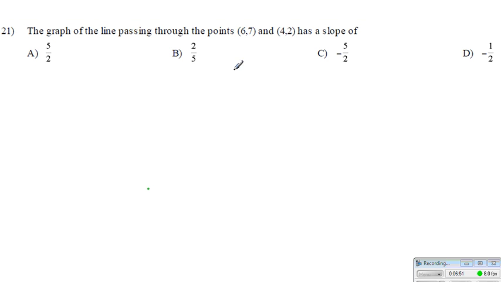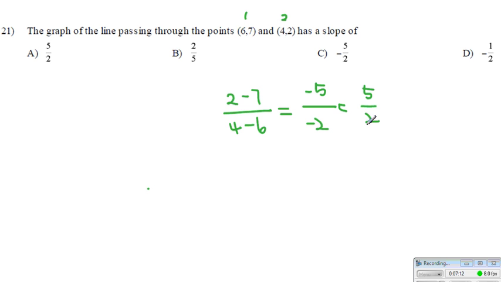Number 21, the slope is y2 minus y1. That means 2 minus 7 over, same order, 4 minus 6. Now once you calculate this, we get -5 on top. From the bottom, we get -2, which is 5 over 2. That becomes our answer, which is choice number A.